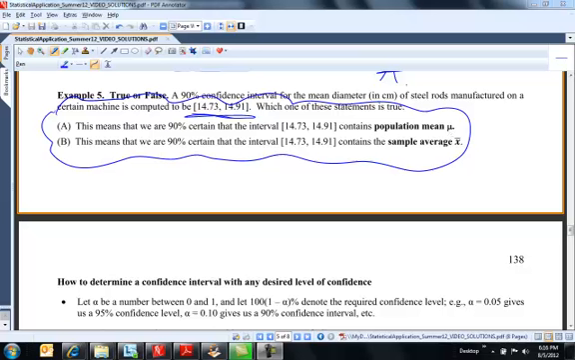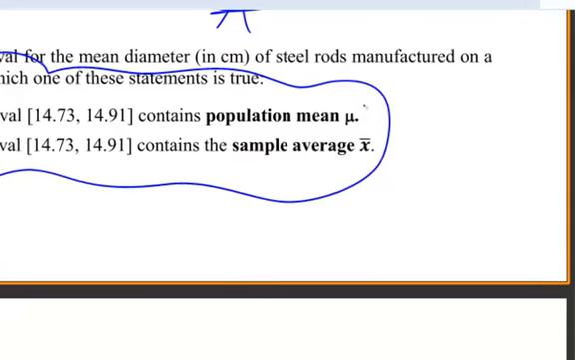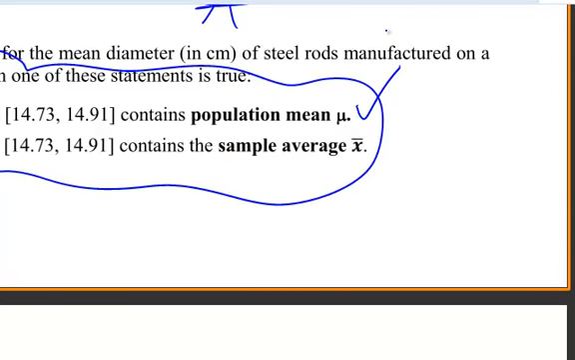We were doing example 5, and so I had built a true and false. Say I had built a 90% confidence interval for the mean diameter of steel rods. Let's say this is the confidence interval. The question is, which one of these statements is true? This means that we are 90% certain that the interval contains the true population mean mu. That is correct.